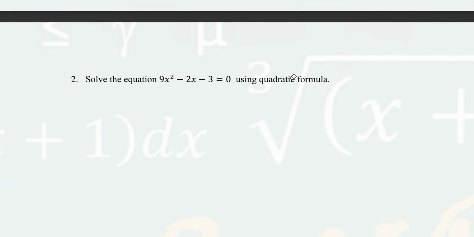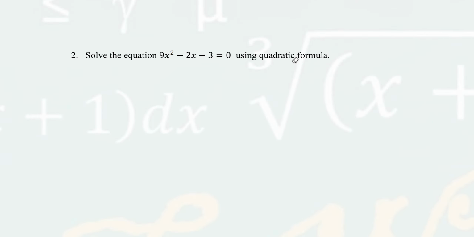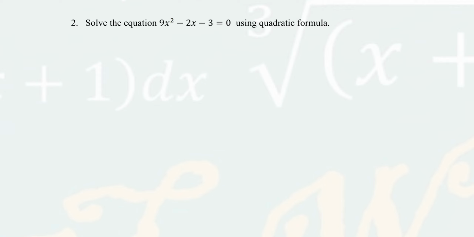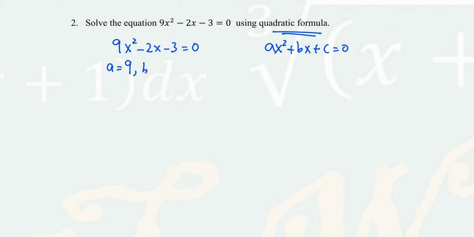Okay, now next question, number 2. Solve the equation using quadratic formula. So it's mentioned the method over here. Now 9x squared minus 2x minus 3 equals 0. When you compare with ax squared plus bx plus c equals 0, obviously your a is 9, your b is minus 2, and then your c is minus 3.